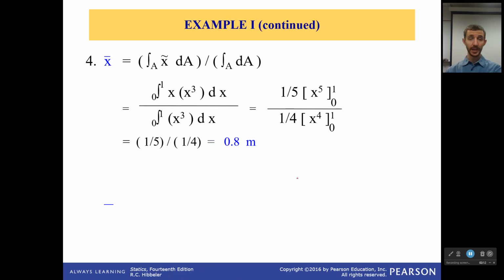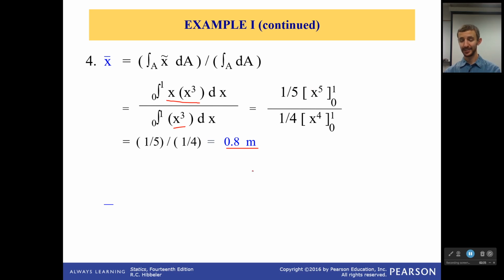Okay, so x bar is going to be the integral of x squiggly hat dA over the integral of dA. So we have an equation for dA. We have an equation for x squiggly hat. We plug it all in. You can see I've got x to the 4th right here on the top, x cubed on the bottom inside our integrals. And then I take my integration. And I'll get 1/5 over 1/4, which is 0.8 meters.